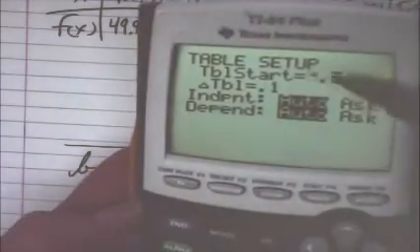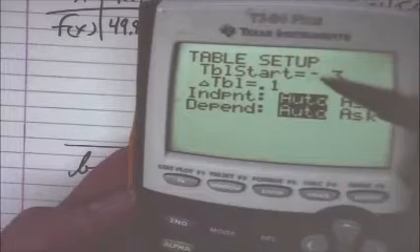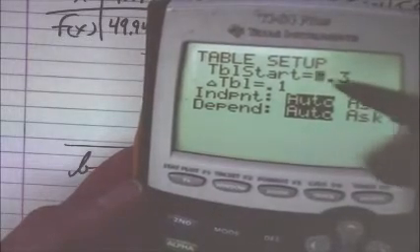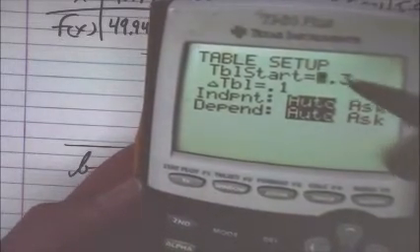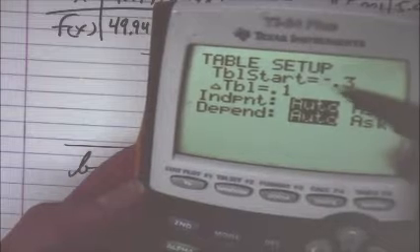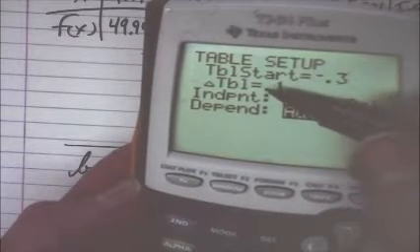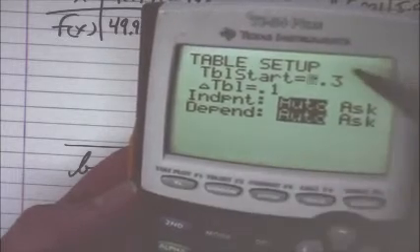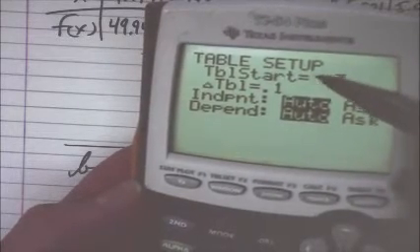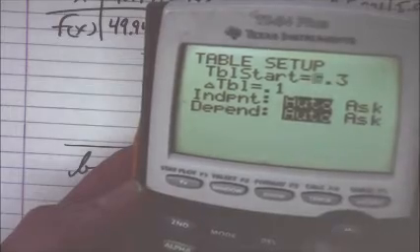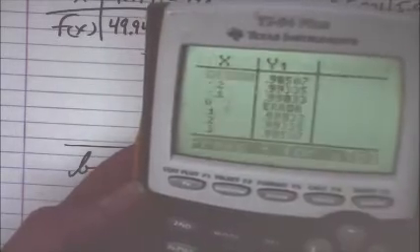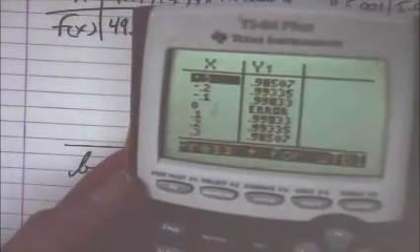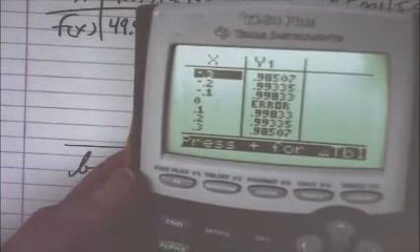So for the table start, put like -0.3, -0.4, -0.2, something that's just below 0, but 1 decimal point. And then put a 0.1 for the table change. What that'll do is it'll start with this -0.3, then do -0.2, then do -0.1. In other words, now, if you go back, you should be able to see where 0 is.